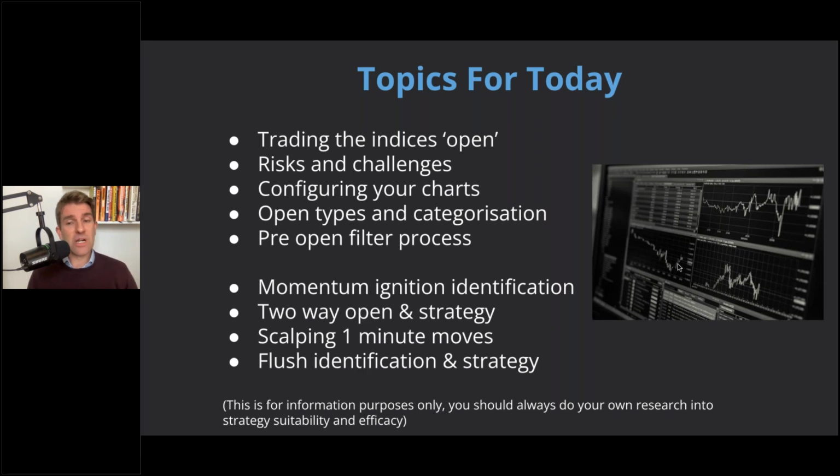Pre-open filter process, re-looking at some of those ideas that we've talked about before. And then I've got four strategies, if you like, to dig into. We've only got 45 minutes today, so I'm going to gloss over them, give some rules and structures, some examples, and then you can go into more depth. If you like that, you can go and do some extra research. But it's giving you the seed of the idea. So: momentum ignition identification, a two-way open and strategy to go with that, scalping the one-minute moves, and flush identification and strategy. And we'll work out how we configure those within the right conditions.